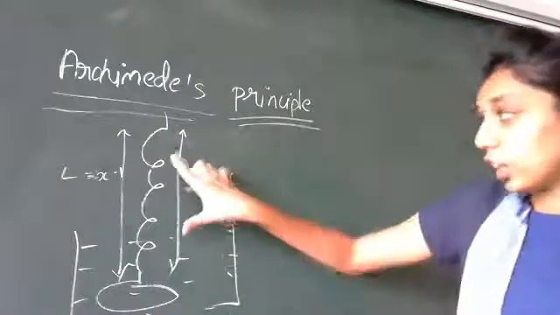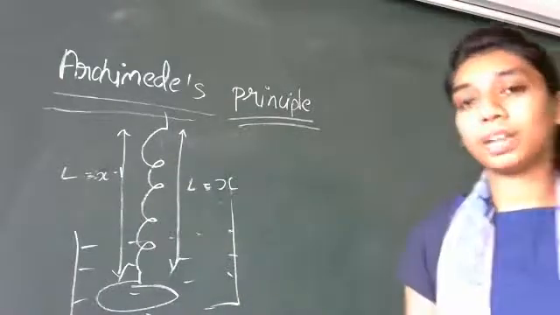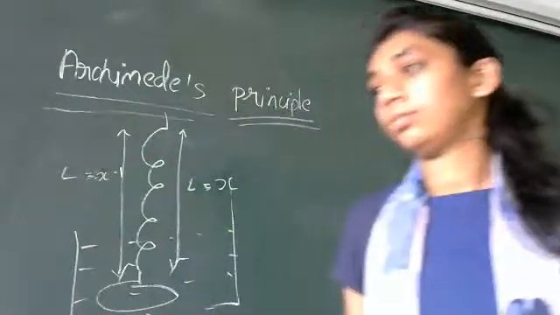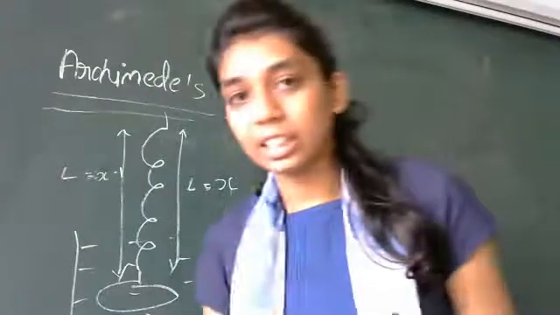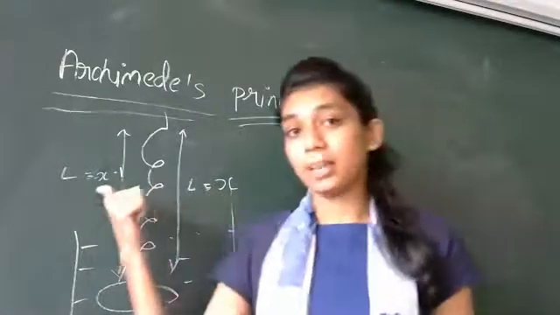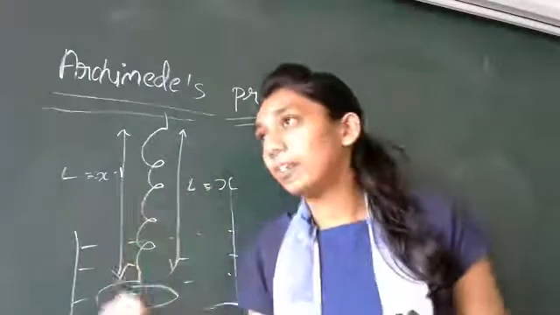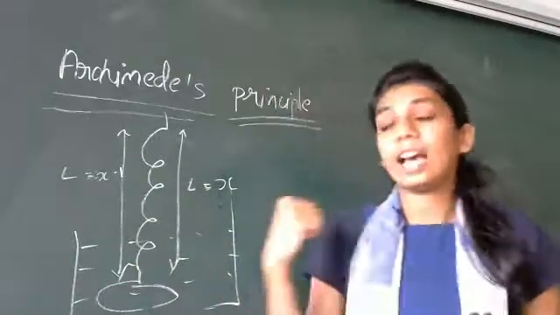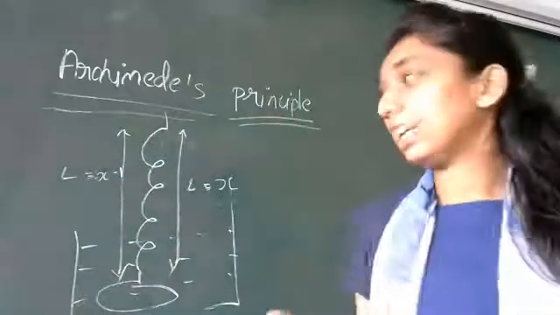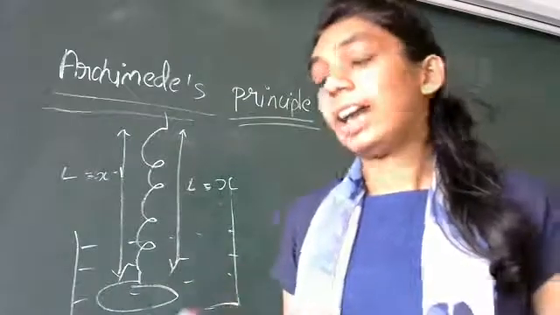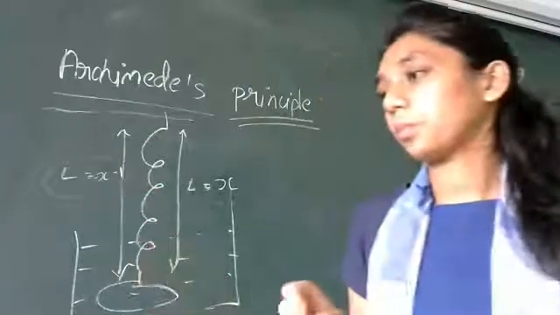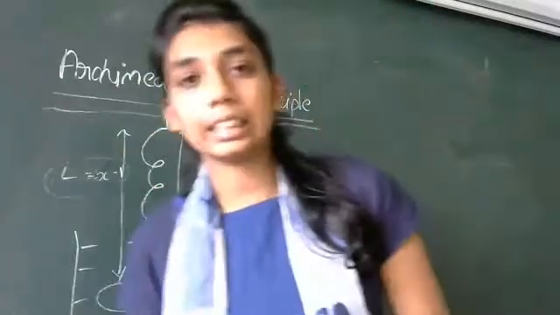So what has happened to the elongation of the spring, or the length of the spring? Has it decreased or increased, students? Before it was x, now it has become x minus 1. So what has happened to the elongation of the spring? Please answer. It has decreased. Good.